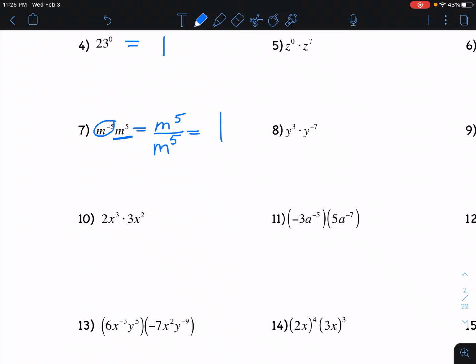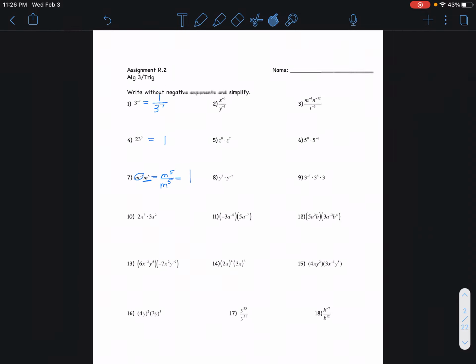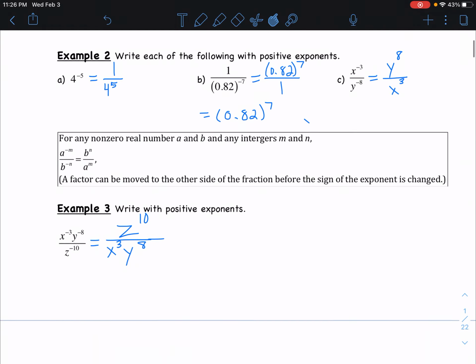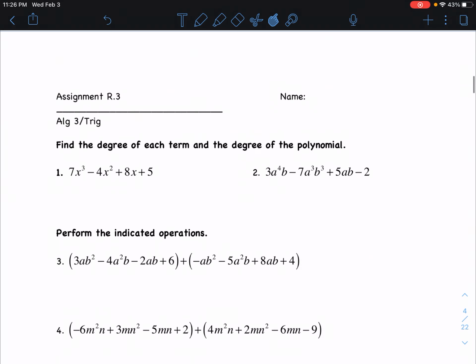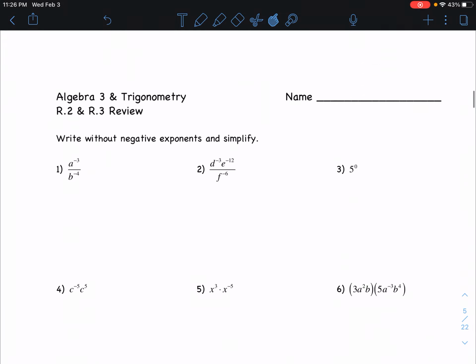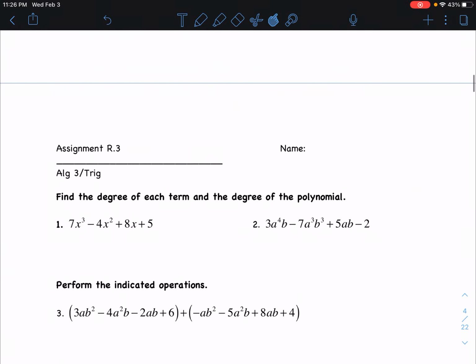Give me 1 second, I just got to check my pages real quick. When I put this PDF together, not everything came out smooth, so I'm just making sure that I am doing things in the right order. Okay.